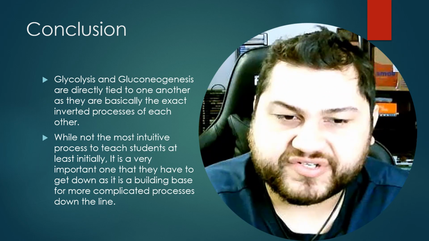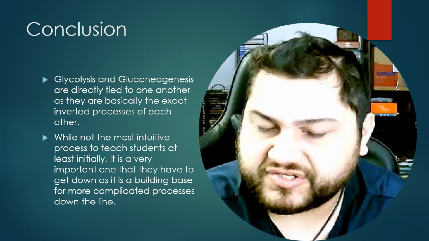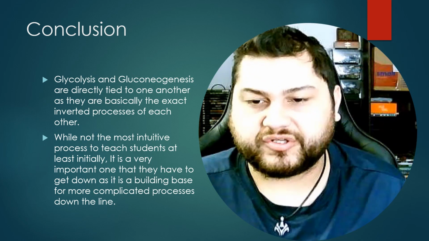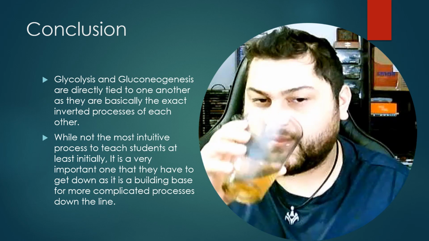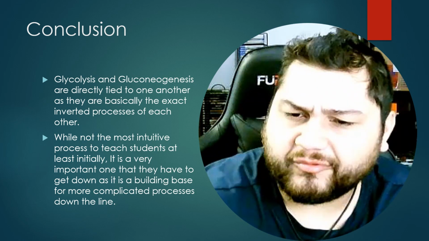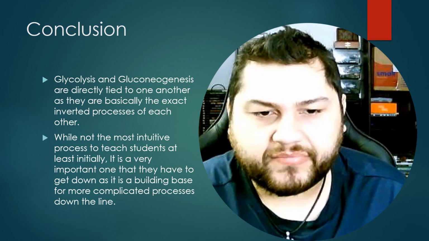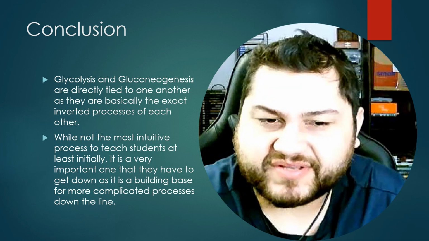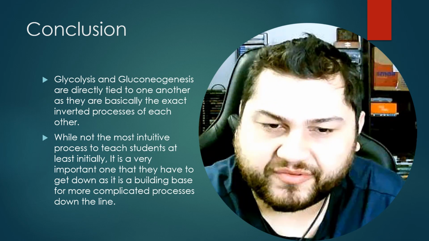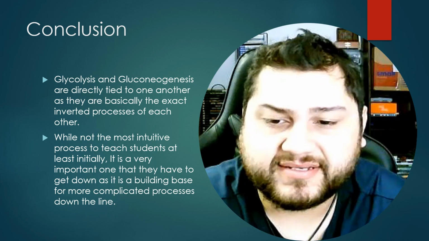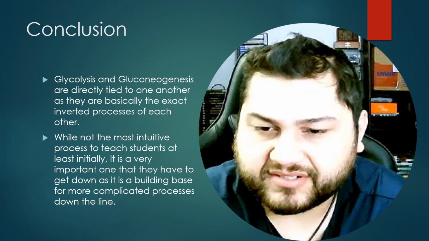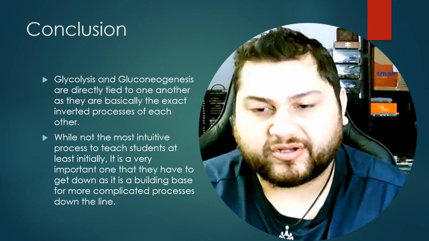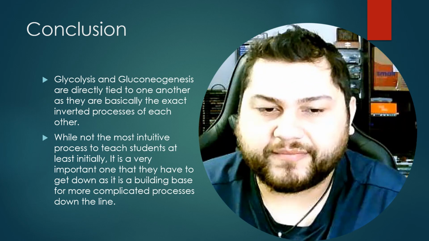So in conclusion, just to tie things off and end the presentation and lay out the final details of the subject matter and the additional teaching steps that I would incorporate, I would want students to know glycolysis and gluconeogenesis are directly tied to one another. They are basically the exact inverted processes of each other. That's the main key takeaway. Obviously, there's a million other details that they would have to learn and incorporate, but that's more of a longer term journey that I would help them and facilitate their growth in.